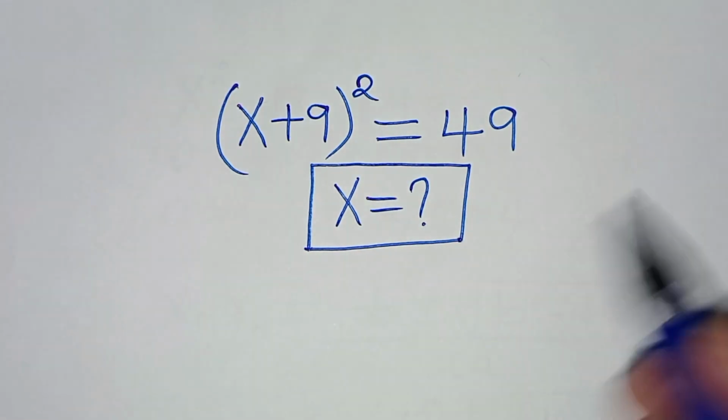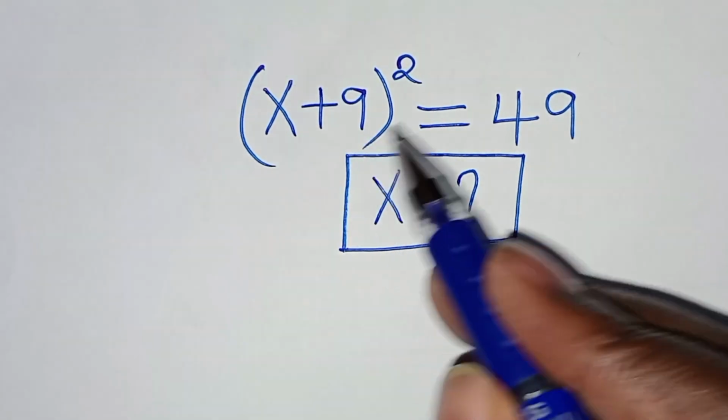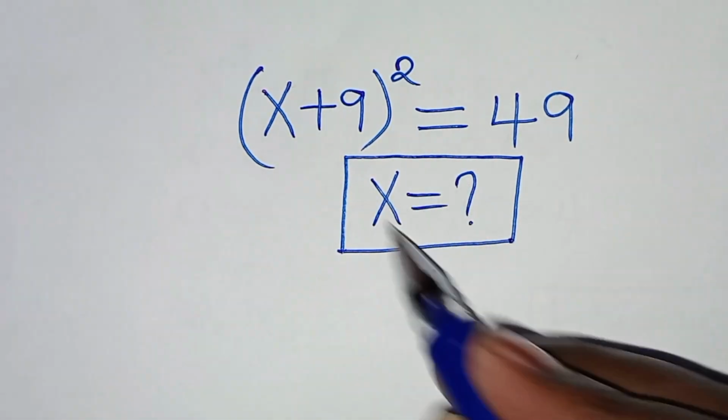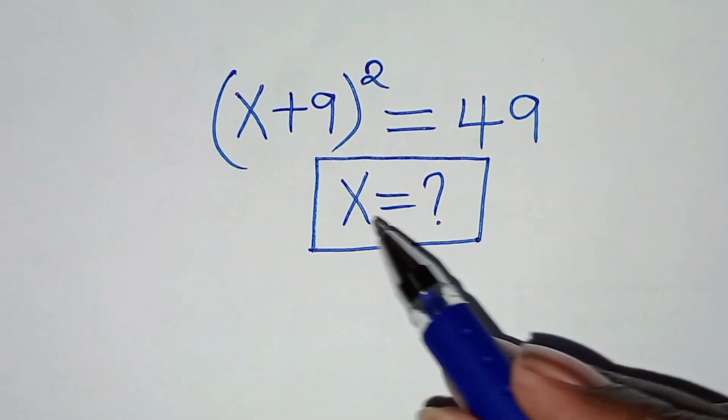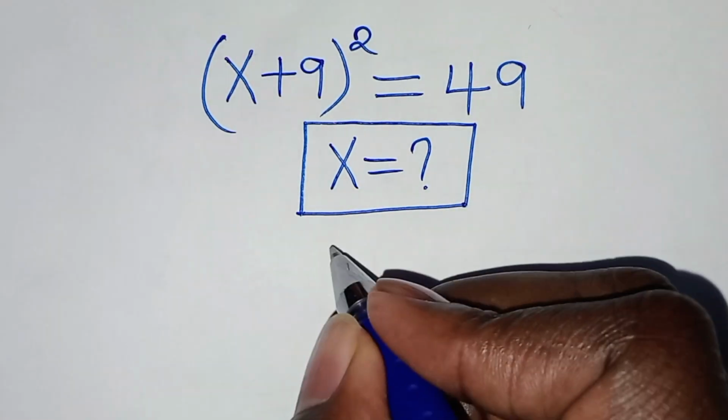Hello everyone, you're welcome to solve this nice algebra problem, which is (x + 9)^2 = 49. What are the values of x? Now we are going to solve this problem by applying three methods. So let's present a solution from here.